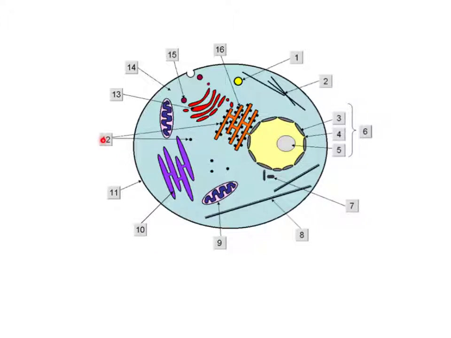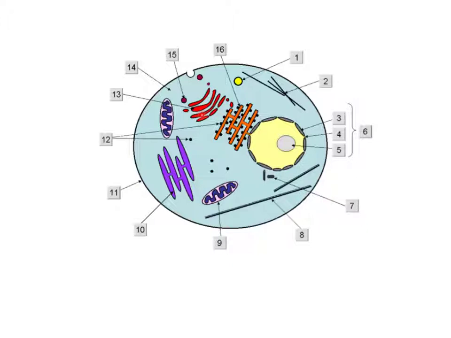Number 12, looking at the ribosomes. You find ribosomes both free in the cytoplasm and attached here to number 16, the rough endoplasmic reticulum. Number 13 is the Golgi apparatus.